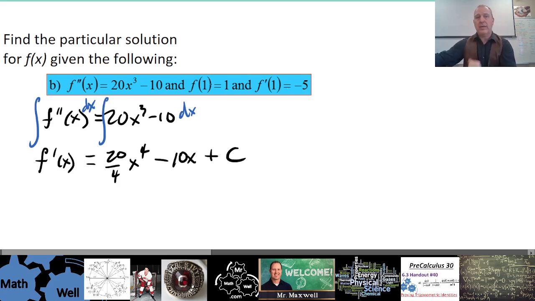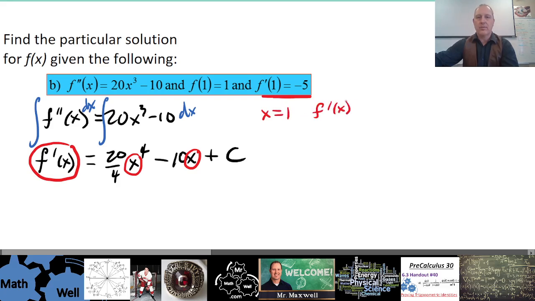Now at this point, because I'm given what the x is and what the first derivative is, I've got a condition right here. When x equals 1, the first derivative equals negative 5. You see that? Or this could be written as f prime of 1 equals negative 5.